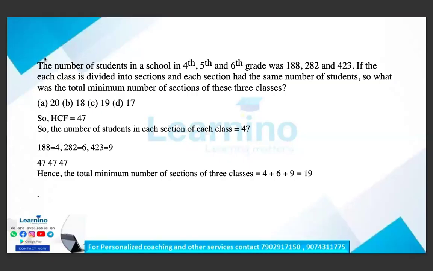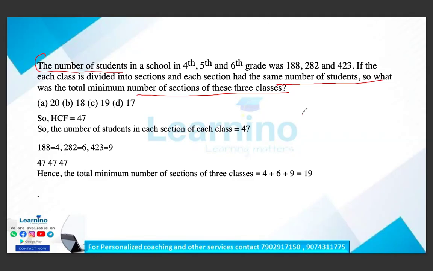Next question. The number of students in a school in the 4th, 5th and 6th grade was 188, 282 and 423. Each class is divided into sections and each section had the same number of students. What was the total minimum number of sections of these three classes? Here we have to find the minimum number of sections of these three classes.